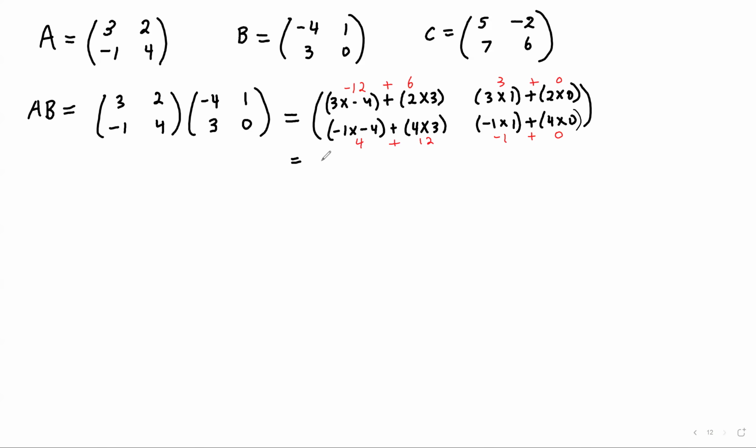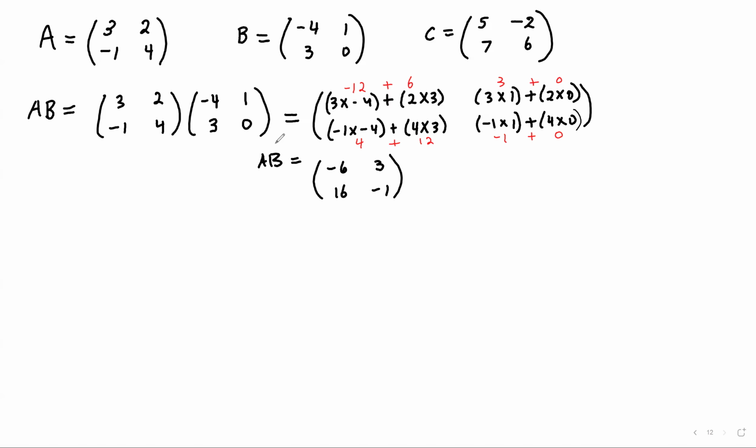So then I'll get negative 12 plus 6 is negative 6. 3 plus 0 is 3. 4 plus 12 is 16, and negative 1 plus 0 is negative 1. So AB is equal to negative 6, 3, 16, negative 1.